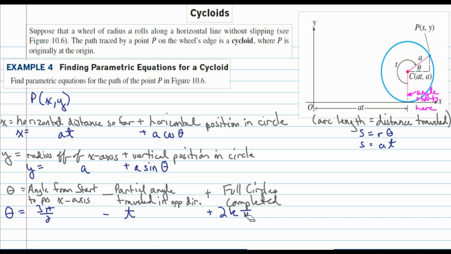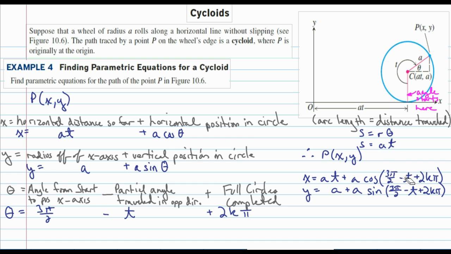So we're looking at coterminal angles with this. Well, now that we know what theta is, I can start to put together what P of x comma y is. X is A times t plus A cosine of theta. Y is A plus A sine of theta. And we just said that theta is going to be 3 pi over 2 minus t plus 2k pi.